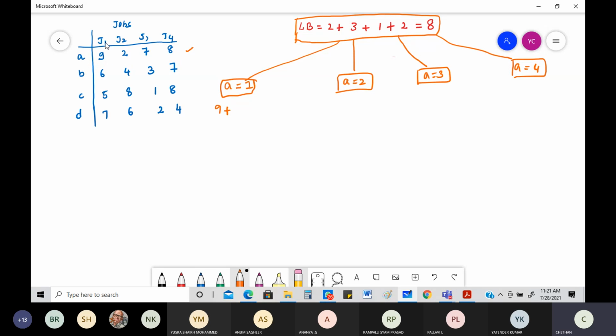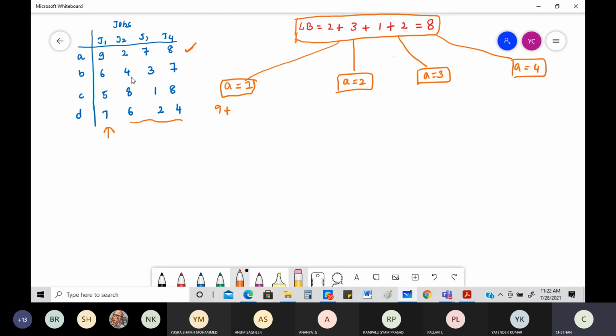I am assigning J1 to A. What is the cost of it? 9. If J1 is assigned to A, then I can't assign J1 to any of B, C, D. So I figure out the minimum value among these to assign. I still don't know which of B, C, D will be doing it, but because it's optimization, I need to figure out the minimum value among the next columns J2, J3, J4, excluding the first row.